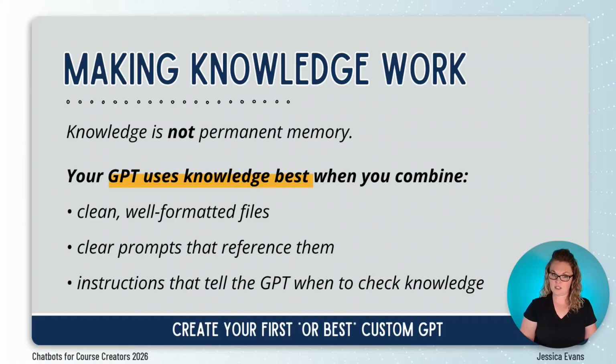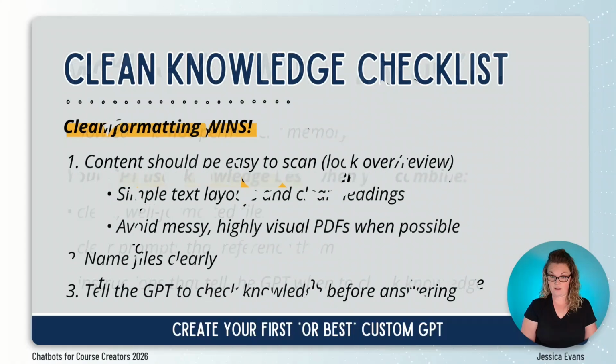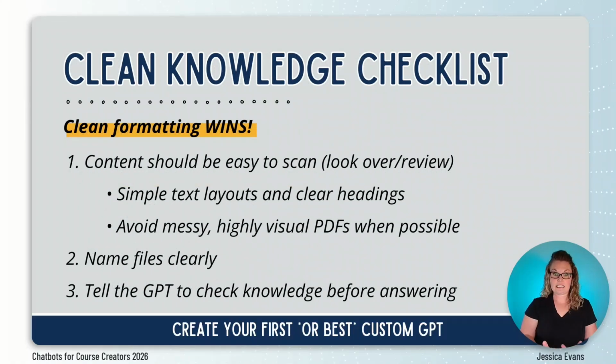Most of the time, the issue isn't that the knowledge doesn't work, it's that the files aren't easy for the GPT to interpret, or the prompt didn't clearly tell it to use them. So here's the simple, clean knowledge checklist I recommend. Clean formatting wins, hands down. Try to upload content that's easy to scan. Simple text layouts, clear headings, clean lists or tables, and when possible, avoid using messy PDFs with multiple columns, heavy graphics, or weird formatting.